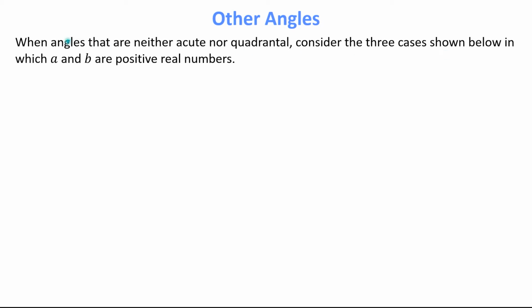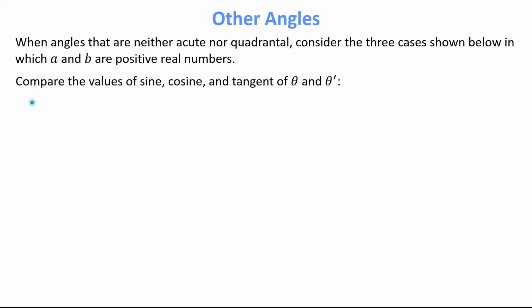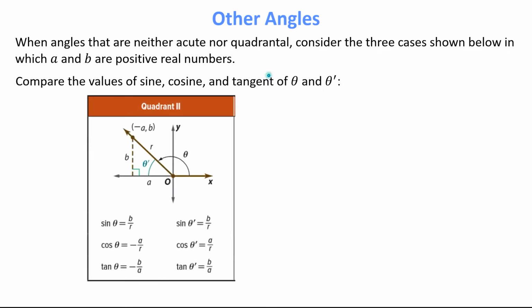So let's have a look at other angles. When angles are neither acute nor quadrantal, we will consider the 3 cases shown below in which a and b are positive real numbers. And what we'll do is we will compare the values of the sine, cosine, and tangent functions of theta, one angle, and theta dash. Theta with an apostrophe is read as theta dash. This is another angle. Of course, if it's not acute, then it can't be in quadrant 1. So we'll start with quadrant 2.